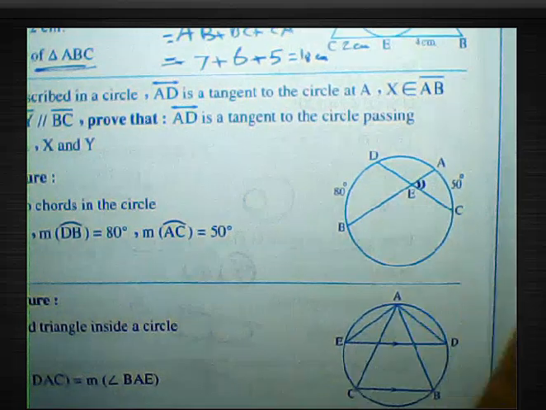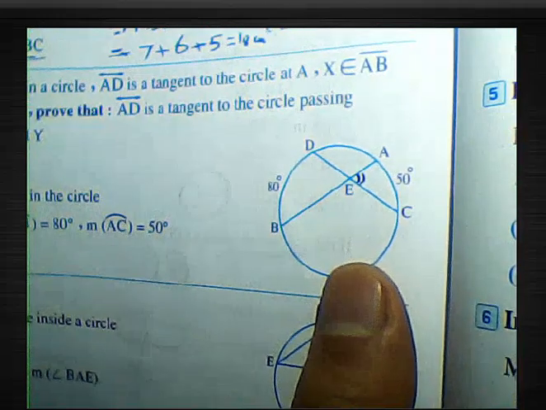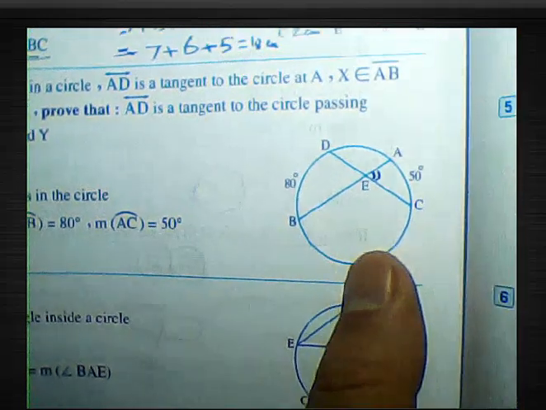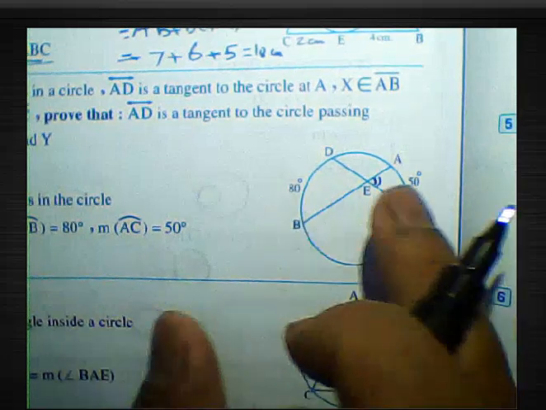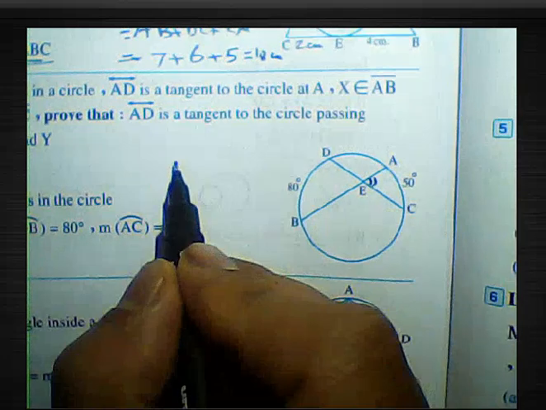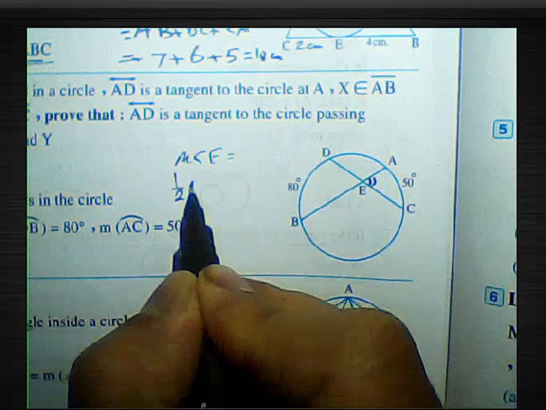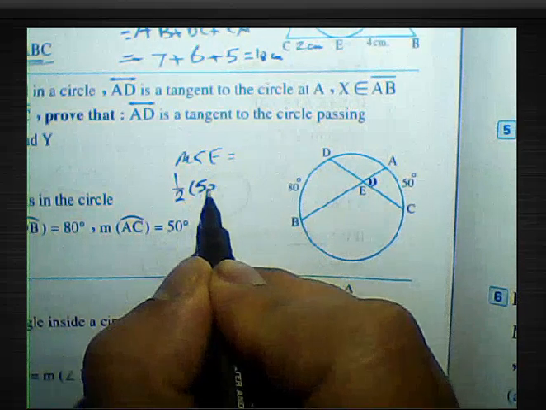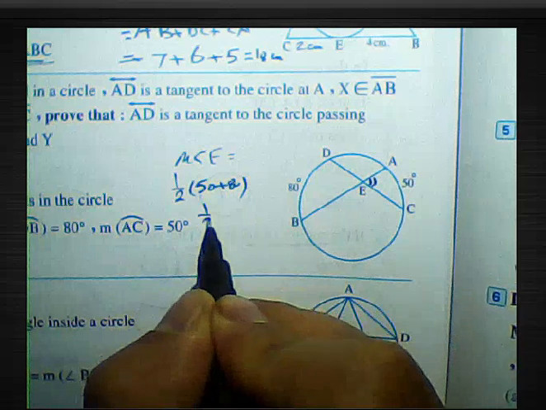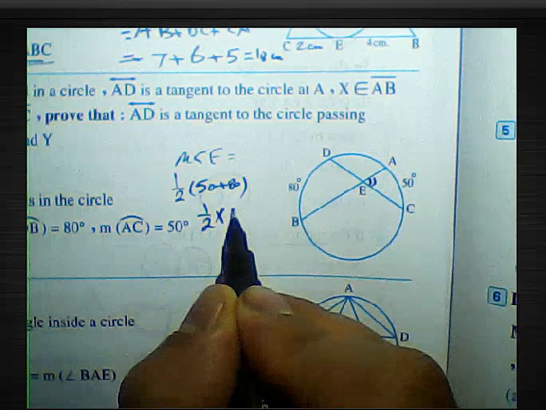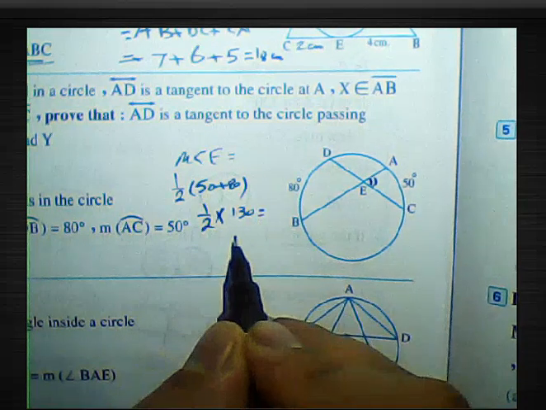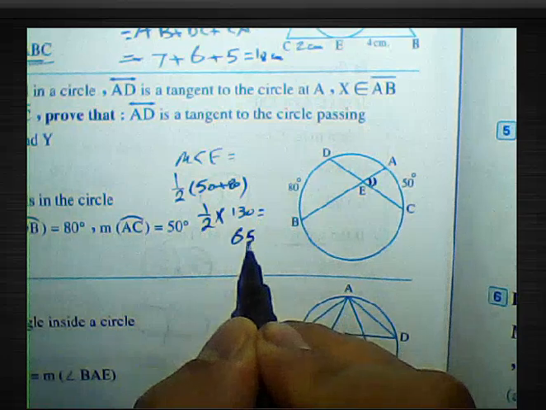We have two chords intersecting inside the circle. The measure of angle E equals half the sum of the two opposite arcs here. The measure of angle E equals half times 50 plus 80. Half times the sum of them, 130. Half of 130 equals 65 degrees.